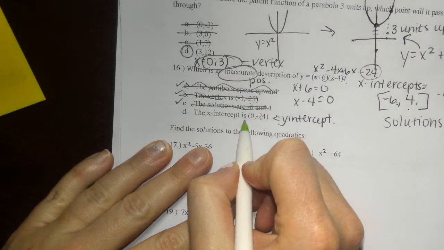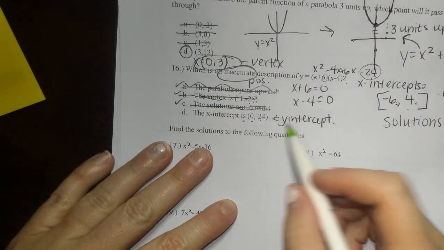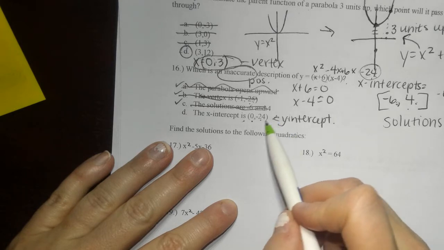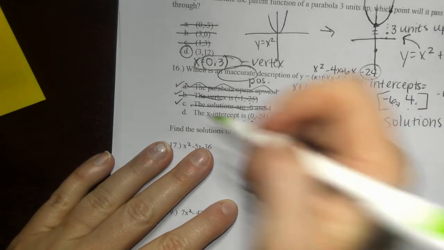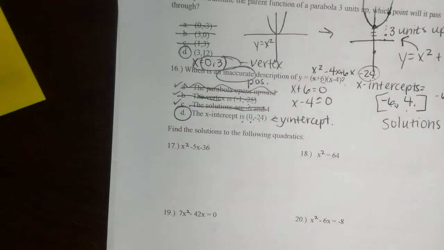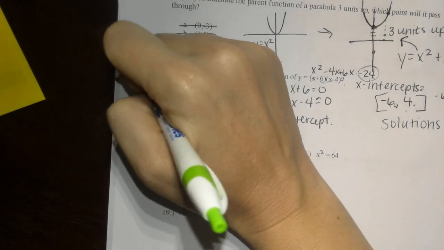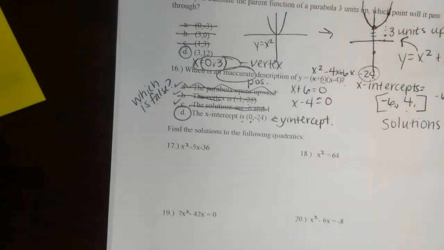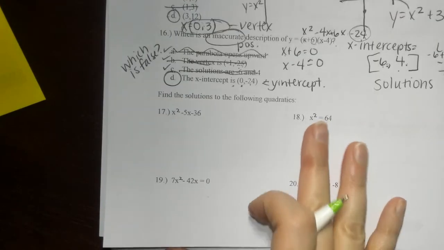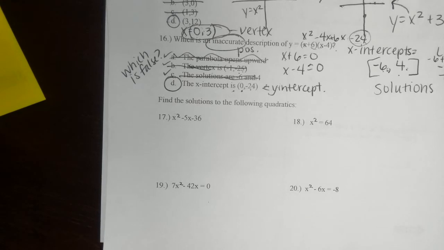The x-intercept is not going to be 0, -4, 24. It's going to be, the x-intercepts are 6 and -6 and 4. That's the one that is inaccurate. It's false. Which is false. That's what that means. And it says inaccurate. Alright, find the solutions to the following quadratics.